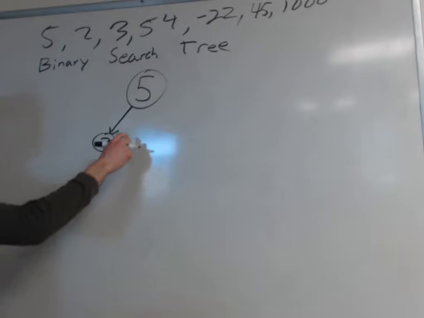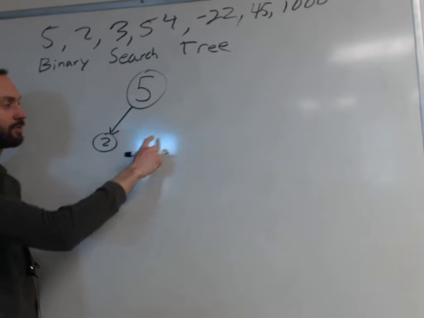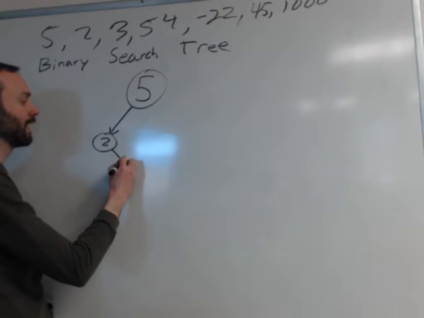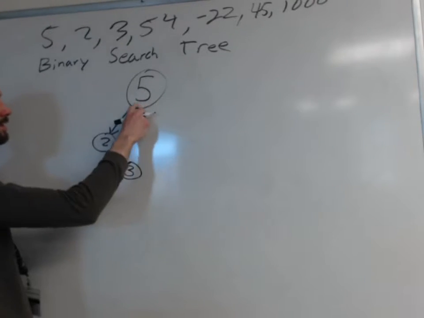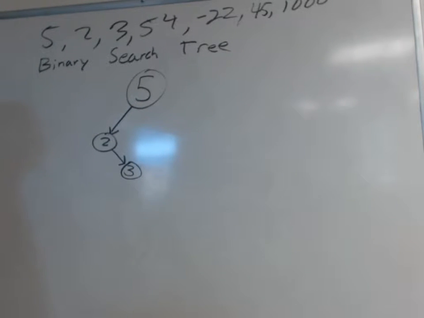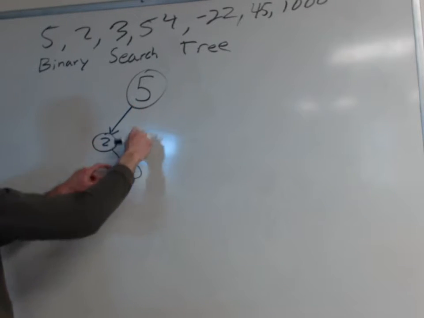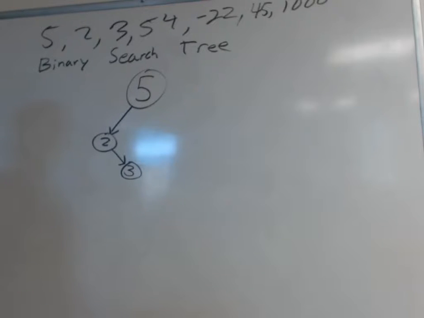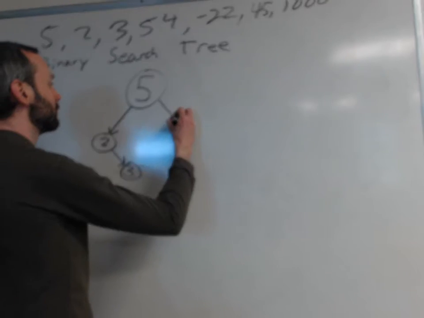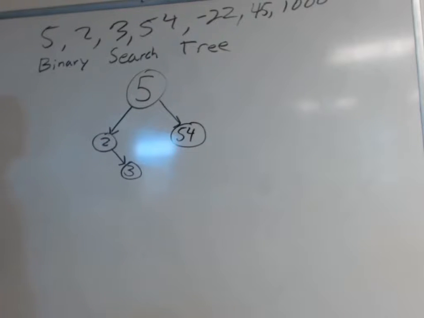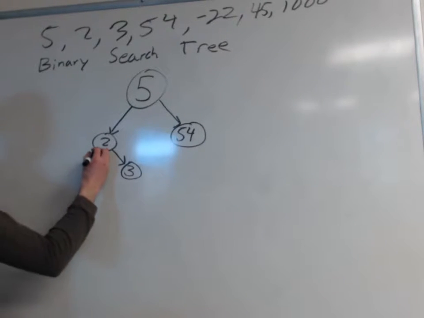Okay, now we're at 3. Does the 3 go to the right of the 5? No, so we go to the 2. Does the 3 go to the left of the 2 or the right of the 2? Right, to the right, because the 2 is less than the 5, but the 3 is greater than the 2. Notice that here, the only numbers that are going to be to the right are between 2 and 5. All right, so now let's go 54. Where's it going? Right of the 5. Now -22. Left of the 2.